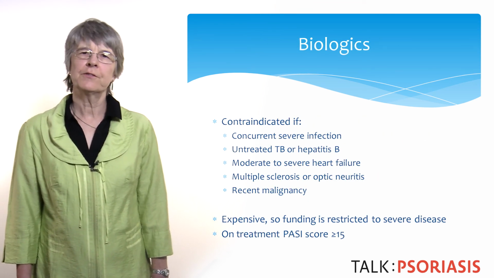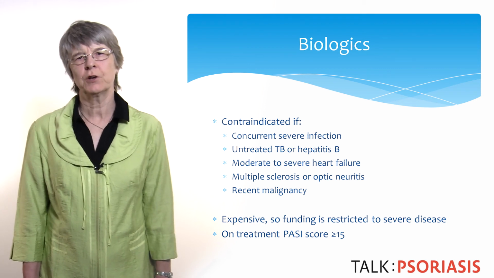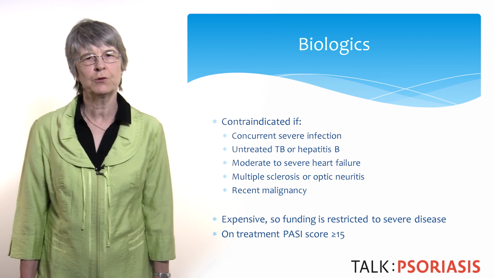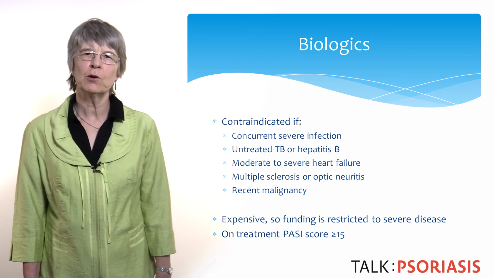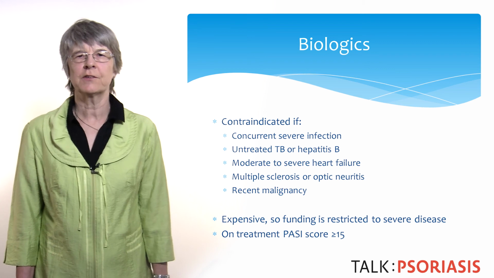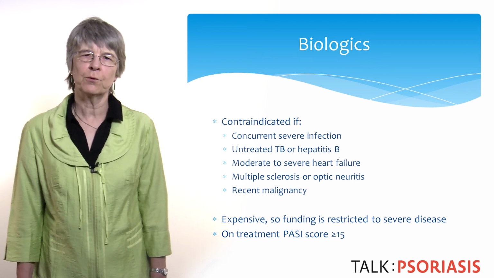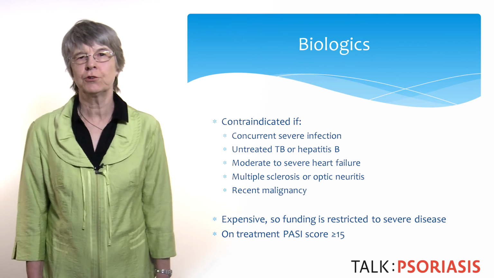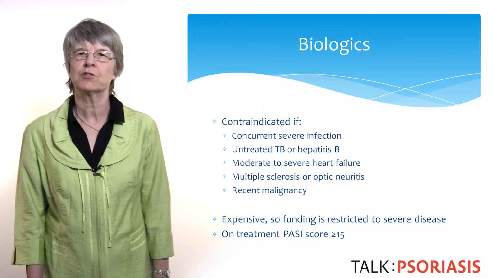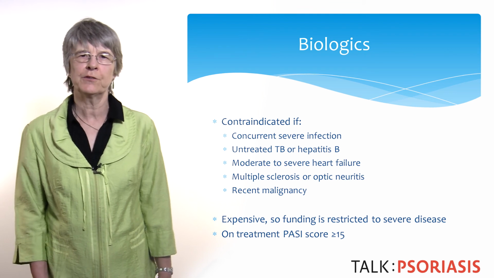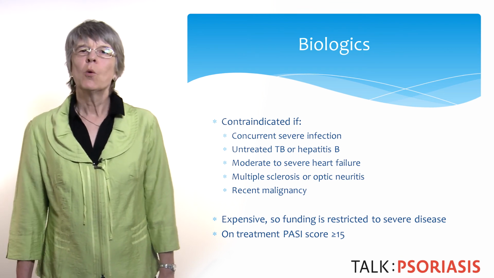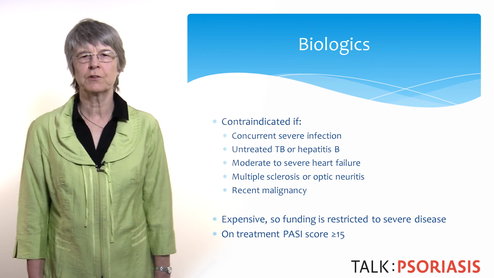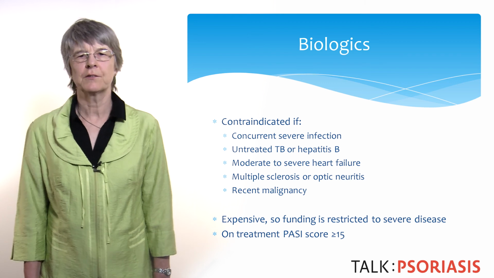So if your patient has failed cyclosporin, acitretin, methotrexate and phototherapy, or they've proved unsuitable, we may consider a biologic in a patient with severe psoriasis whose on-treatment PASI score is greater than 15. Biologics are contraindicated if there's current severe infection, such as untreated tuberculosis or hepatitis, moderate to severe heart failure, multiple sclerosis or optic neuritis, and recent malignancy.